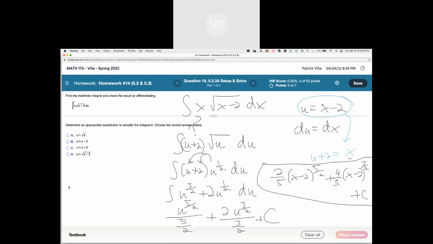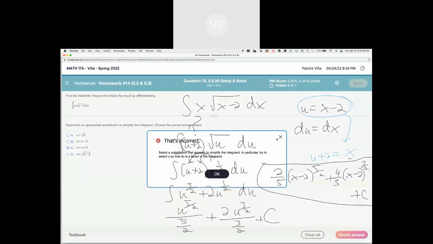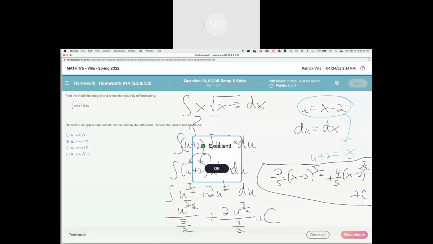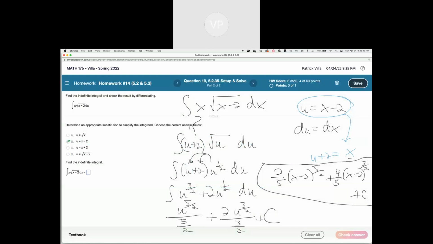Now, I don't know if I did all this work for nothing, but it said, what's the appropriate substitution? Look at what we did. It's just the inside. It's not the whole root. It's just the inside there. So u is going to be this x minus 2. And check that. Uh-oh, did I click the wrong one? Sorry. Click C instead of B. There we go. And now, what is our indefinite integral?